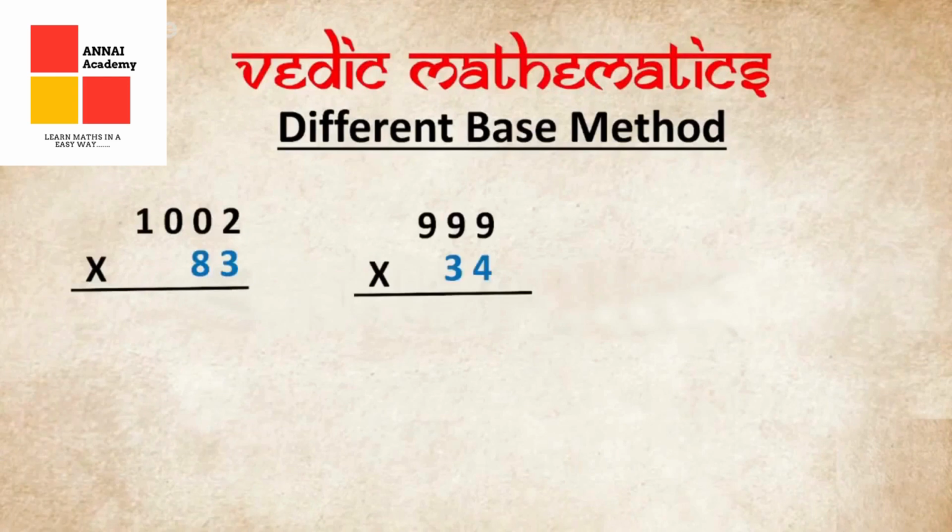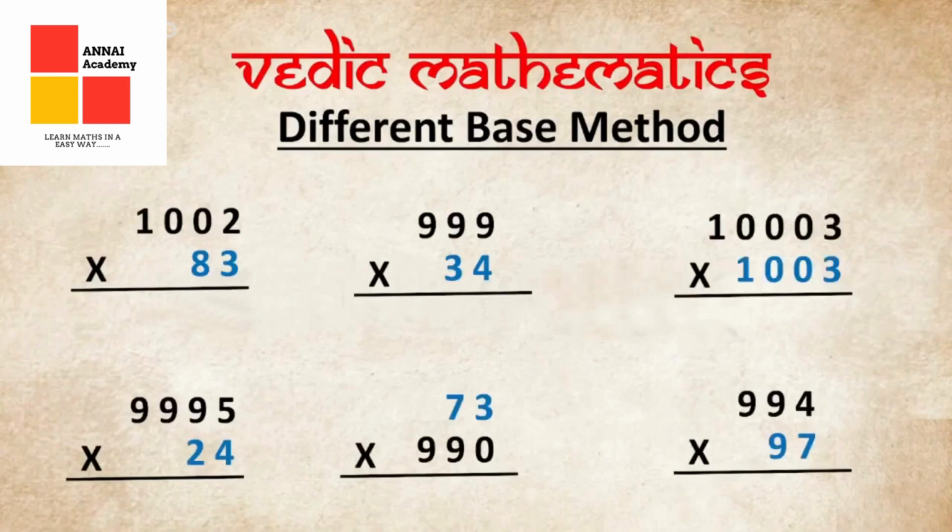Understand how to multiply two numbers whose base is different according to Vedic maths. As you can see here, the bases of 1002 and 83 will be different. The bases of both the numbers are different. The bases of 99, 95 and 24 will be different. So how can we multiply both the numbers? Here, the bases of both the numbers will be different.